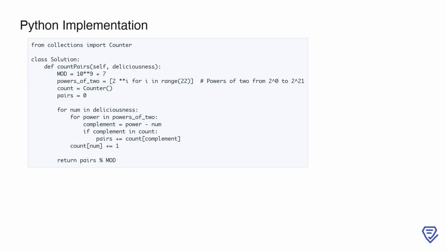4. Count valid pairs. If the complement exists in the count hash map, it means there are valid pairs formed with the current number. The count of such pairs is added to the pairs variable. 5. Update the frequency map. After checking for pairs, the current number is added to the count hash map to ensure it is considered for future complements. 6. Modulo operation. Since the result can be very large, the final pairs count is returned modulo 10 to the power of 9 plus 7.